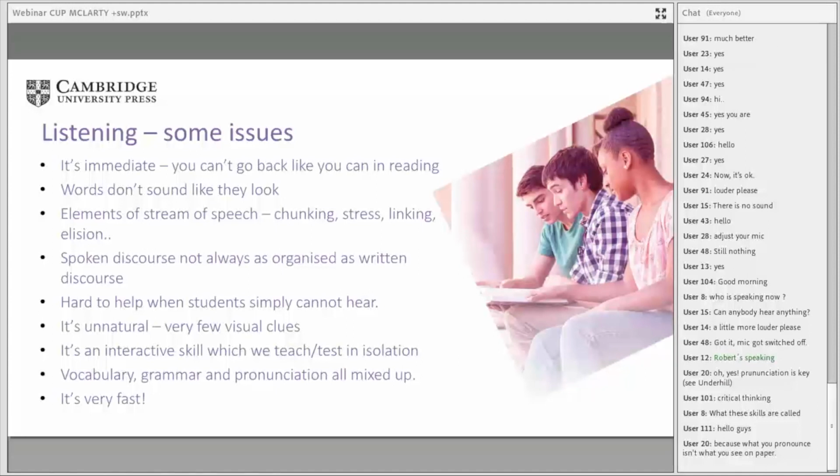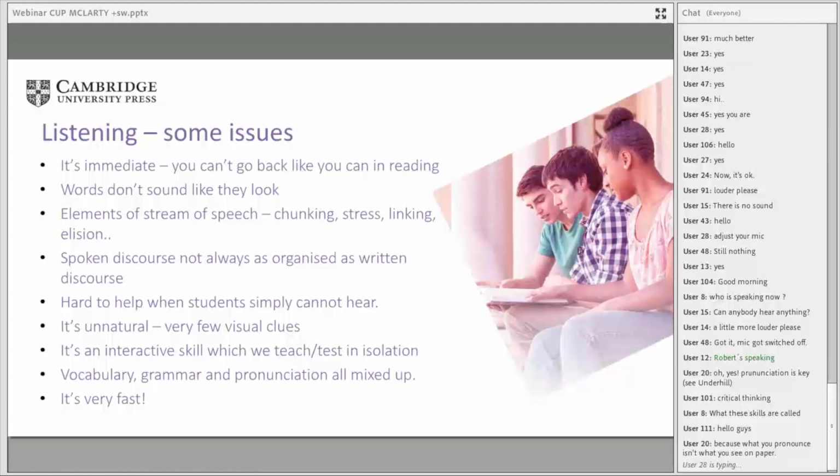So pharmaceutical is relatively easy to read and look at and understand. But if you hear that spoken, it comes out stressed in a particular way with all the other features of stream of speech. Chunking, stress, linking, elision, all of these aspects of pronunciation are pretty hard for our students to get a grip of when they're listening.